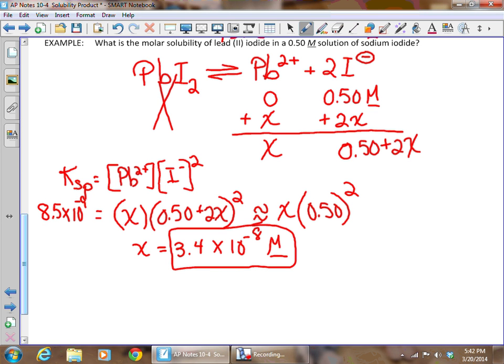Now this is interesting, because if you look at the molar solubility for lead iodide, the normal molar solubility of lead iodide is 1.2 times 10 to the minus 3rd molar. So notice that we greatly decreased the molar solubility of the lead iodide when we already had some iodide ion in solution. So that is the effect of the common ion in this case.